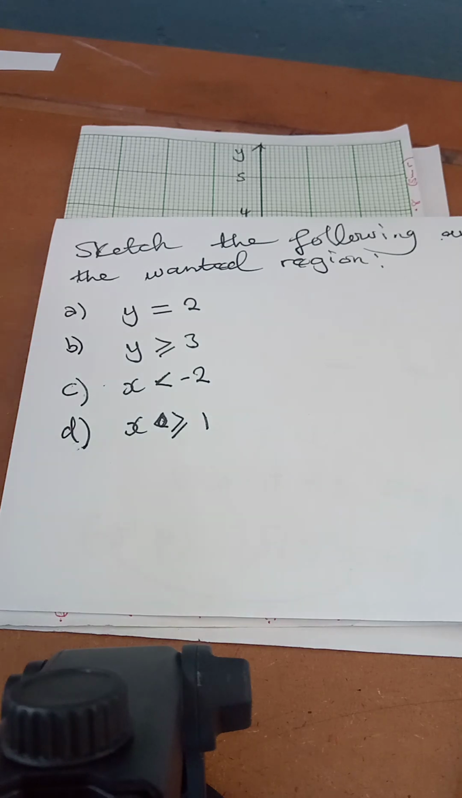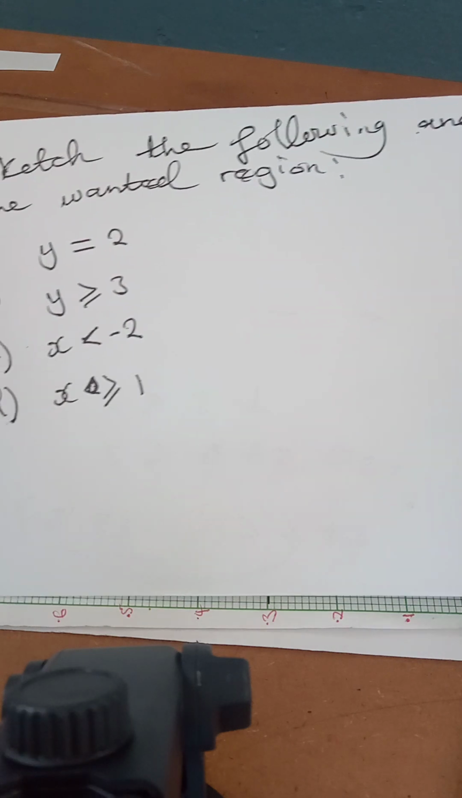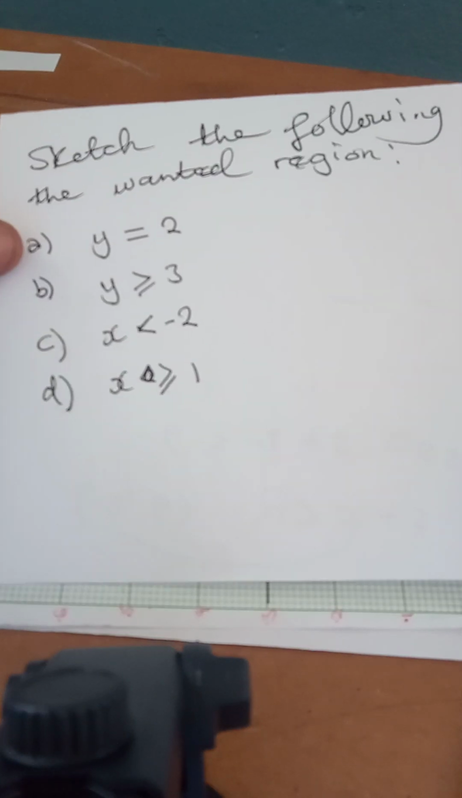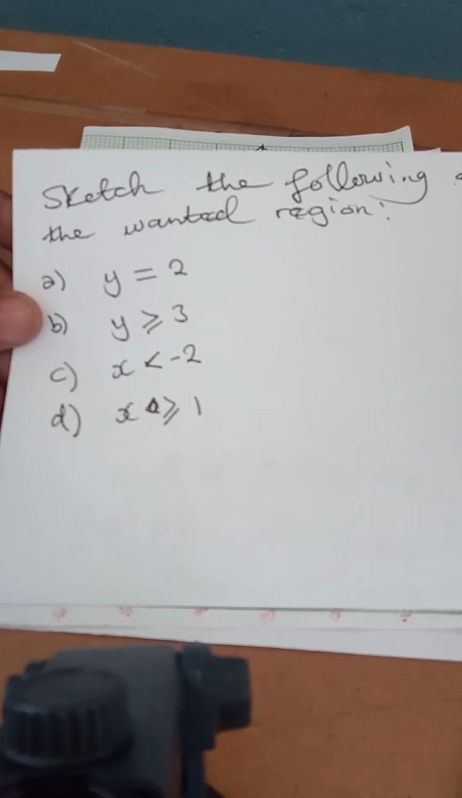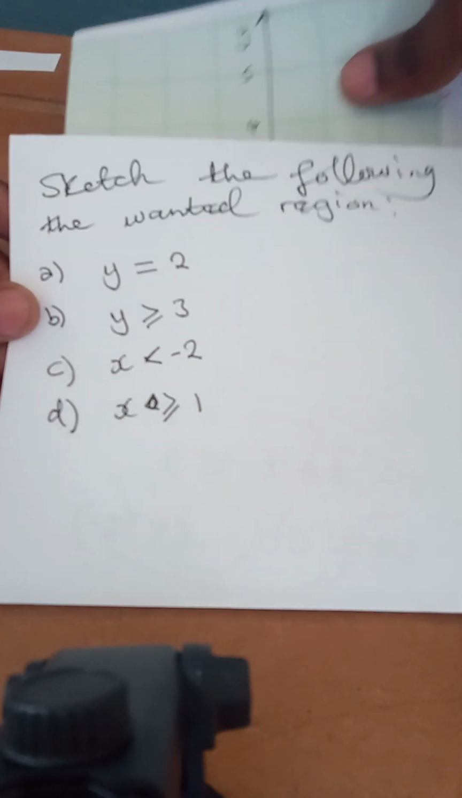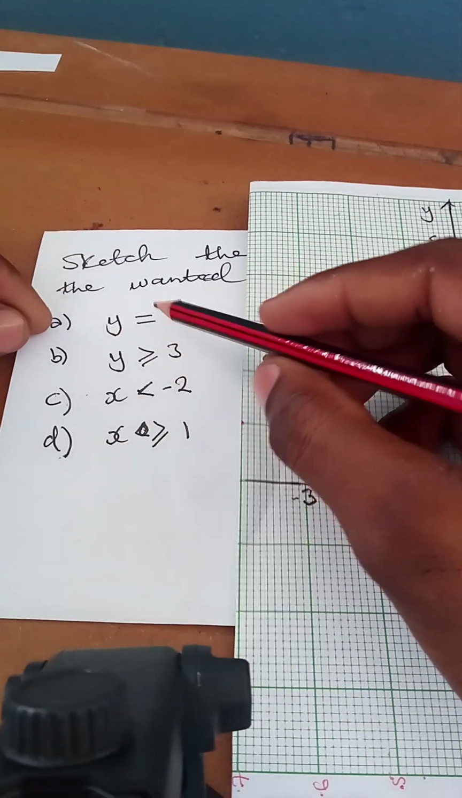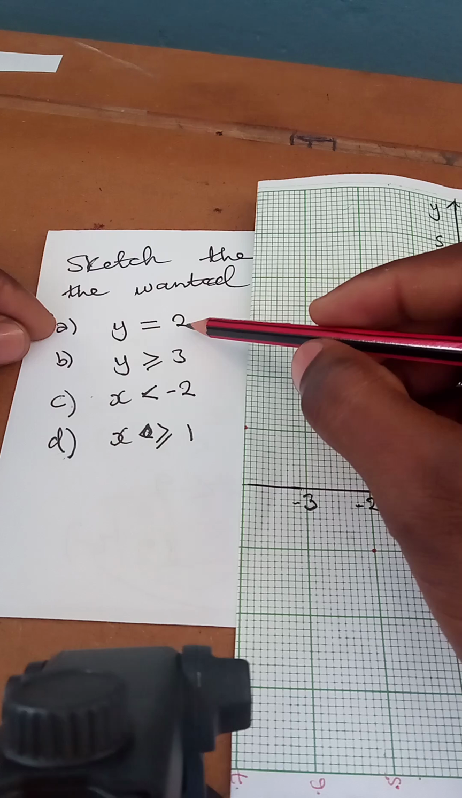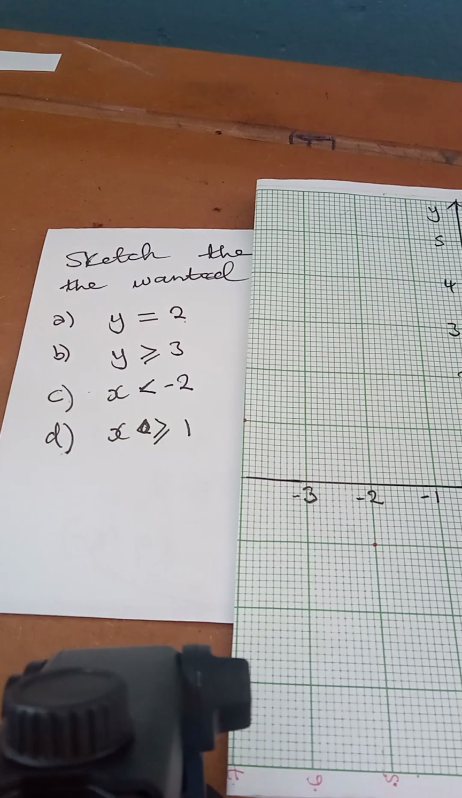Okay, so let's try these ones out. Sketch the following and shade the wanted region. So for the first one, this is an equation. We have an equal sign, as you can see. So this one is telling you that y is equal to 2. You don't have any x here, so you don't need to make any box.